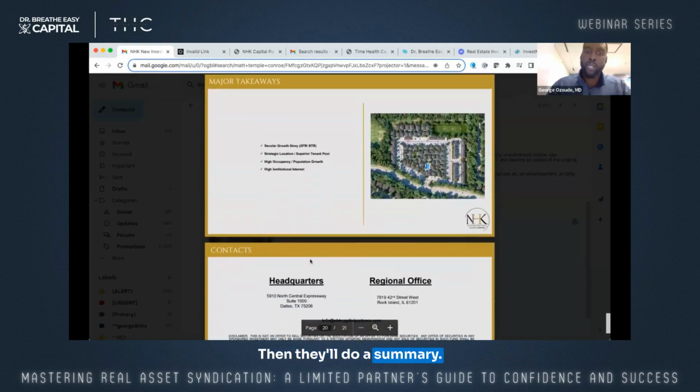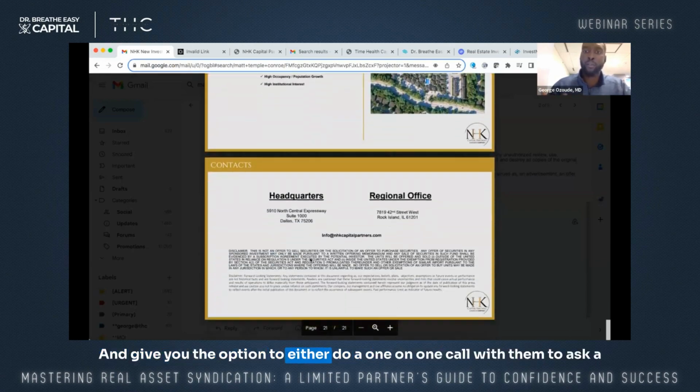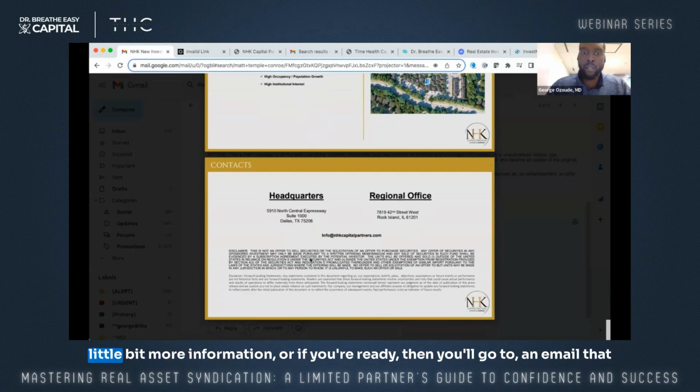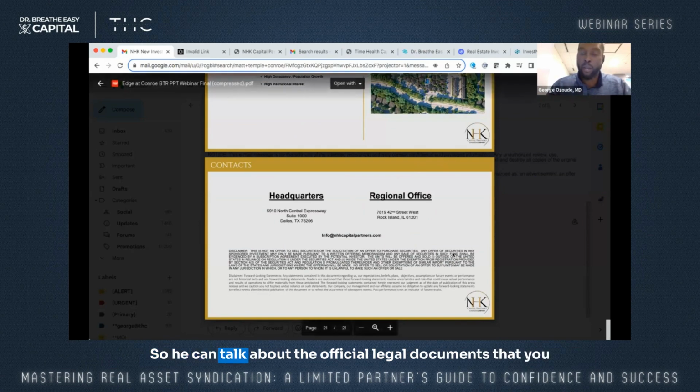Then they'll do a summary and give you the option to either do a one-on-one call with them to ask a little bit more information, or if you're ready, then you'll go to an email that says, I'm ready to invest, and they'll give you now the official legal documents, and I'll kick that over to Bio so he can talk about the official legal documents that you would see.